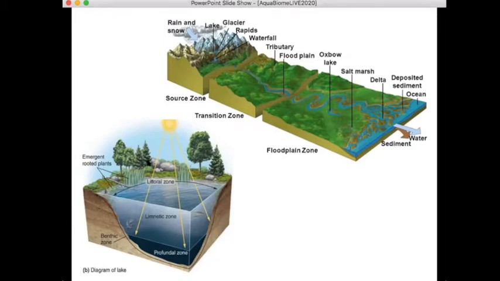Here we have a lake and a couple of terms that will come up later as well. We talk about the littoral zone, which is the surface, the top of the water. And the bottom is called the benthic. Benthic is referring to the ground. Anytime you see the word benthic, think of bottom.